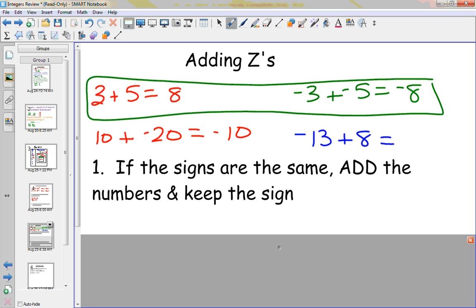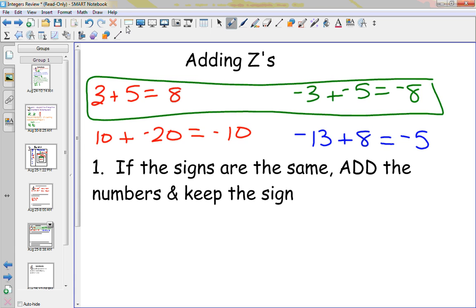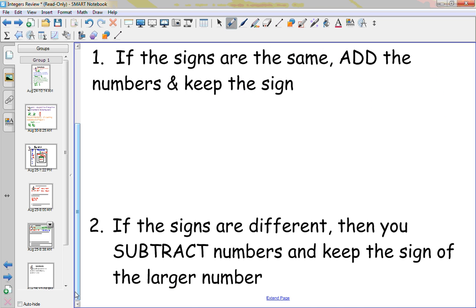what? I owe someone $13. I'm going to make a payment of $8. How much do I still owe them? I still owe them $5. So what did I do to this? The signs are opposite. Then what I'm going to do is subtract the numbers. I'm going to keep the sign of the larger number. In this case, remember, I have negative 13 plus 8. The larger number is 13. That's bigger than 8. The sign of 13 is negative, which is why it's going to be negative 5.